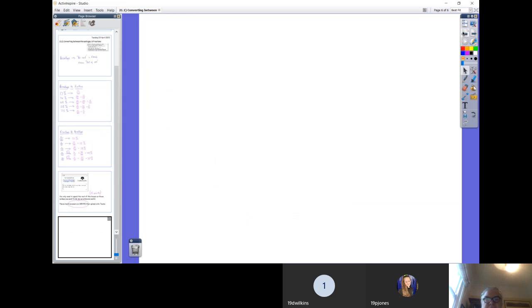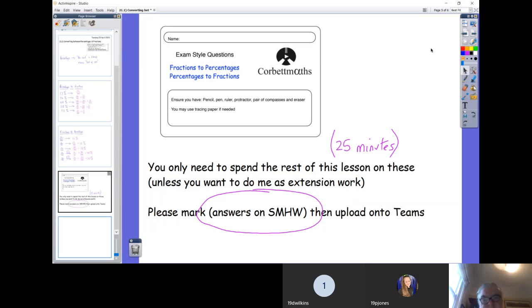Right, so today's worksheet is a Corbett Maths worksheet, which you can download from either Show My Homework or from the post page on Teams. I've uploaded both of them there. I've also uploaded the answers, so I would appreciate it if you can mark whatever work you get done. You're only supposed to spend about 25 minutes on this, so please do. That is a sensible amount to do, given how long it takes to upload all these bits and pieces.